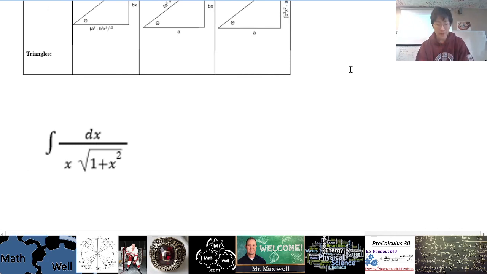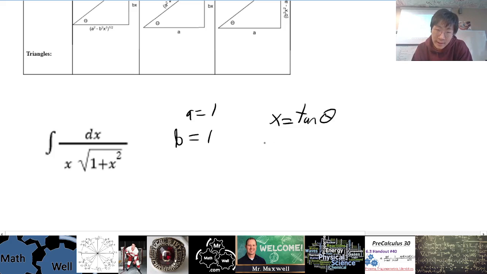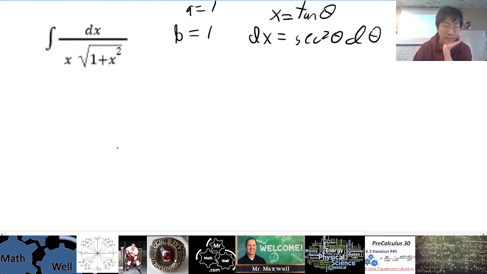All right, so it's a bit more complicated. We've got an extra x here. But ultimately, what you want to notice is that you have this form, root a squared plus b squared x squared. Now, of course, in this case, we have a equals 1, b equals 1, and so this is going to be a very simple substitution. We are going to make the substitution x equals tan theta, and dx is going to equal secant squared theta d theta, because secant squared theta is the derivative of tan theta. All right, now let's put that into our integral, and let's see how this goes.